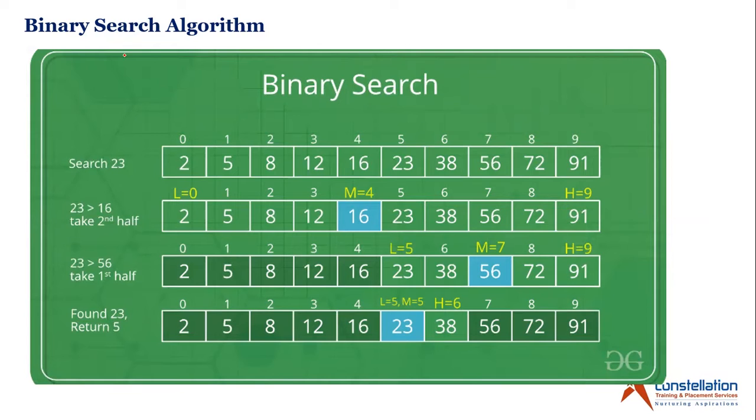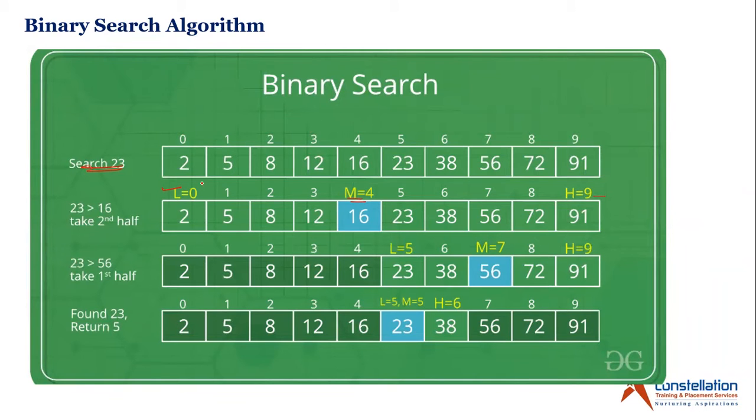Okay, and then we are searching for an element called 23. We are searching for 23. So now what we do is that we have divided: our low is 0, as you can see marked over here, and then our high is 9 because we have 10 elements in total, and then we have middle as 4.